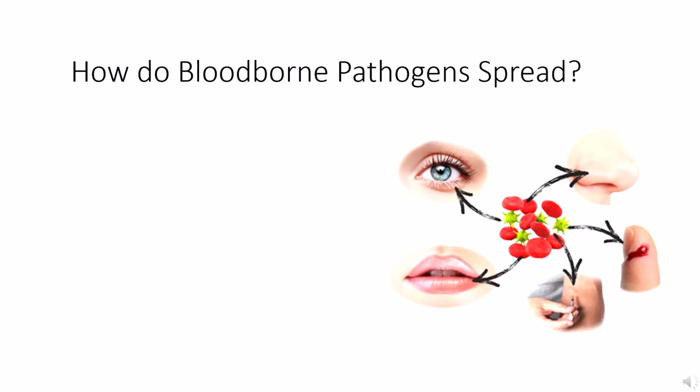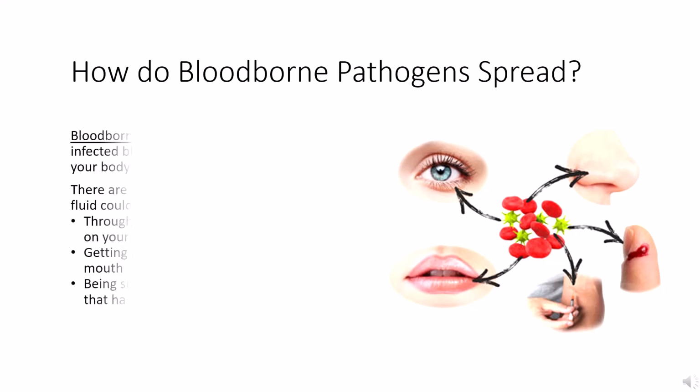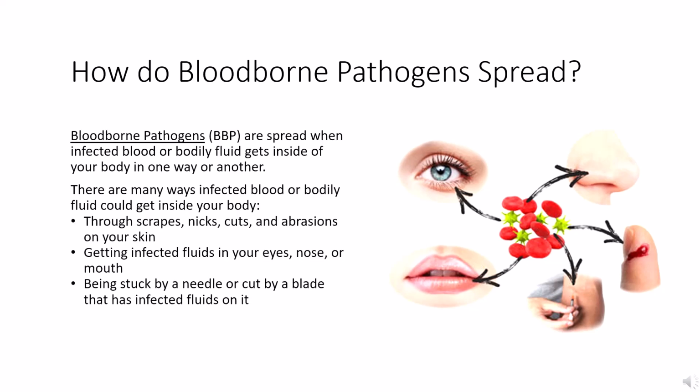How do bloodborne pathogens spread? To understand how to avoid being exposed to a bloodborne pathogen, you first need to understand how they are spread. Bloodborne pathogens are spread when infected blood or bodily fluid gets inside of your body in one way or another.